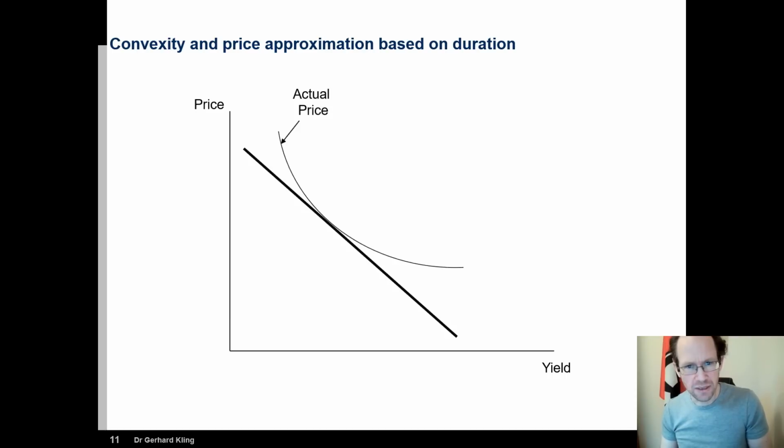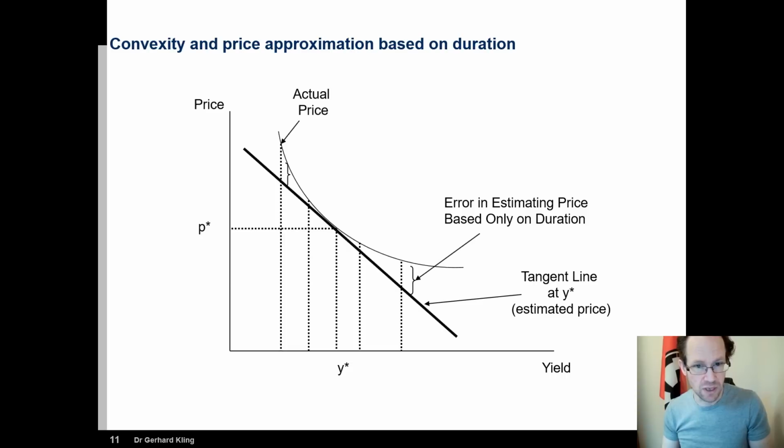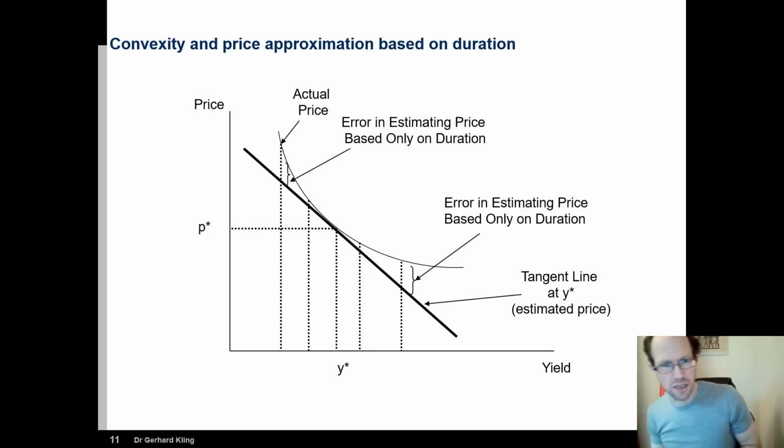Now the issue with that is that if you want to approximate the change of prices just based on duration, you always make an error in this case, and we can just visualize it in this figure. So what happens here is that you have a starting point, P star and Y star, and then you shift the yield by a marginal amount. And depending on how significant the shift is, you see of course that the curvature matters more. So convexity really starts playing a major role once you have a more significant change in yield.